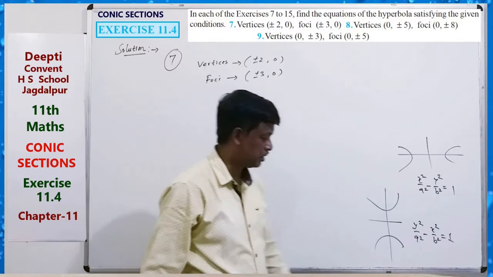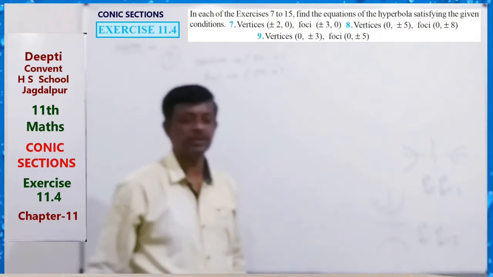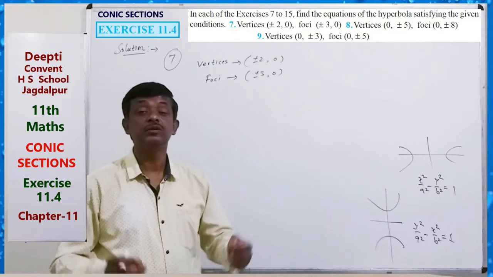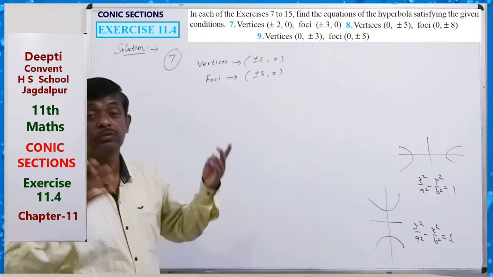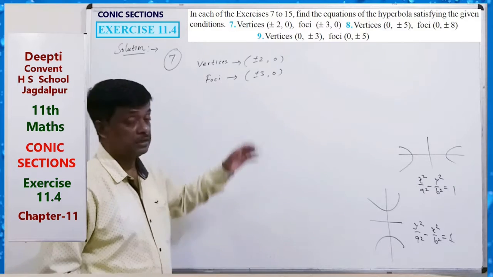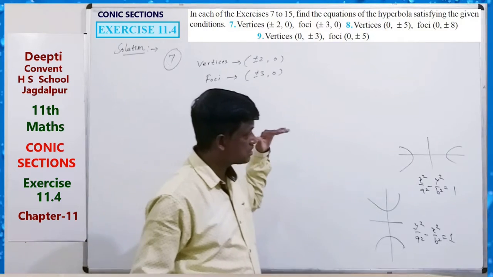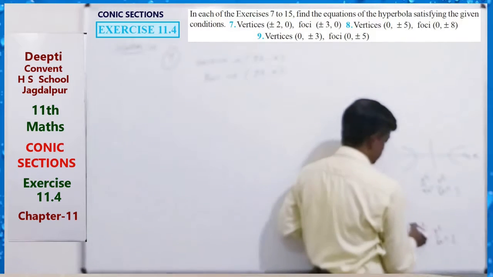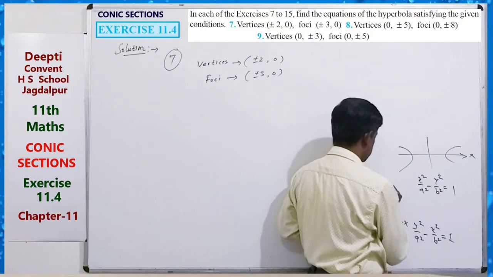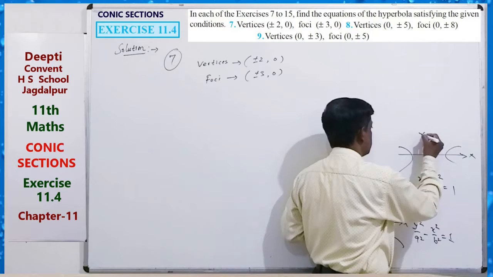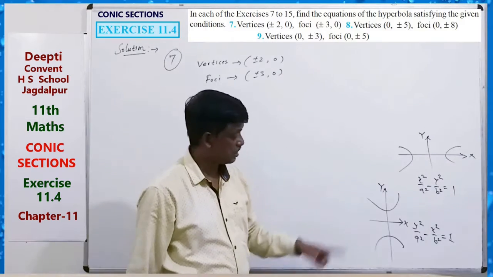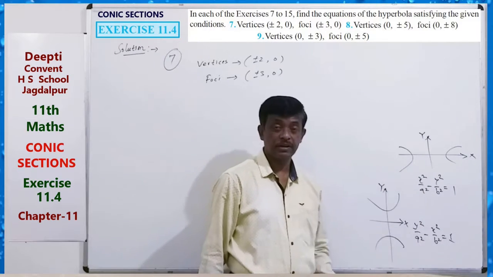Okay, plus minus 3, 0. These are the foci and vertices of a hyperbola, and we have to find the equation of the hyperbola. So what will be the format from here? If the transverse axis is along the x-axis, then this is the format. If the transverse axis is along the y-axis, then this is the format.